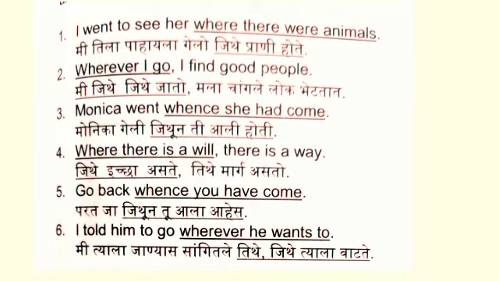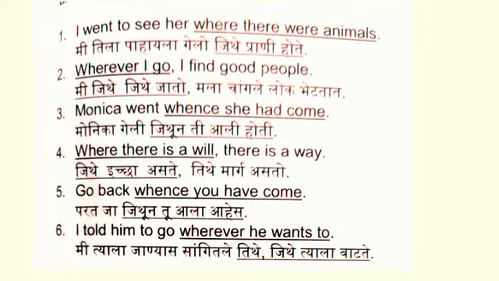Look at sentence number 2. Wherever I go, I find good people. In the sentence, wherever I go, I find good people, wherever I go is the subordinate clause. It indicates place. As it indicates place, it is called adverb clause of place. And it is called adverb clause because its function is that of an adverb. Remember this.